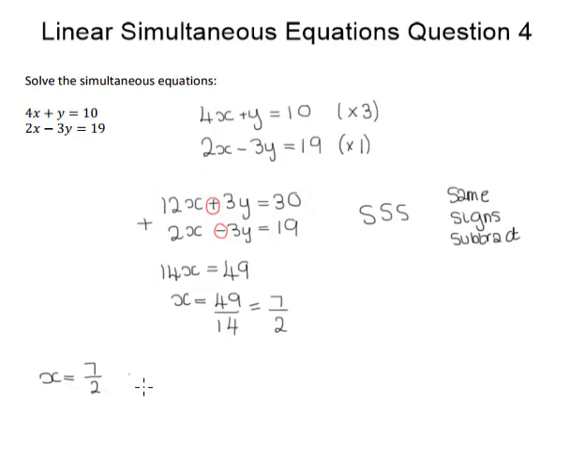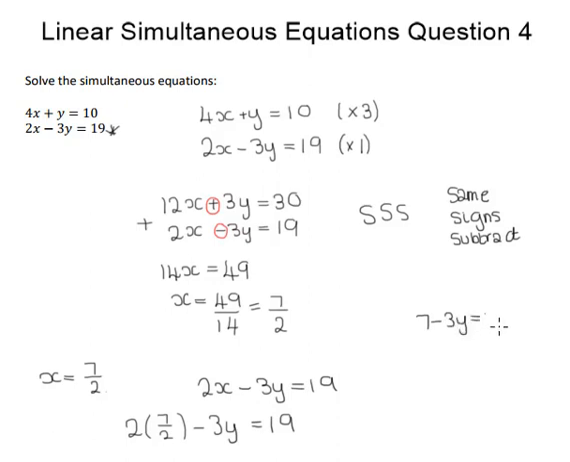So the next step I need to do then is choose one of these equations. I'm going to choose the bottom one. Okay, so 2x minus 3y equals 19. We're going to have to get good with our fractions here. So 2 times 7 over 2 minus 3y gives me 19. Okay, 2 lots of 7 over 2. Hopefully you can see if I do 2 times 7, that gives me 14, and then 14 divided by 2 is 7. So we're going to have 7 minus 3y equals 19.